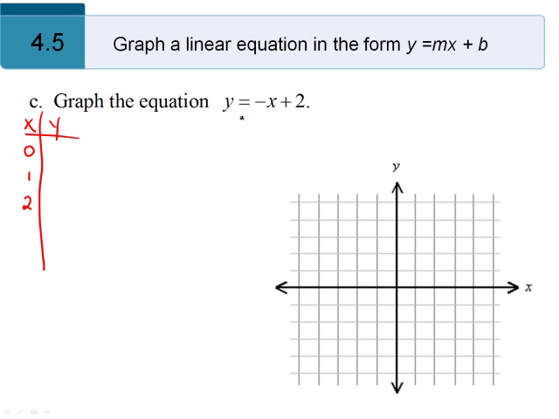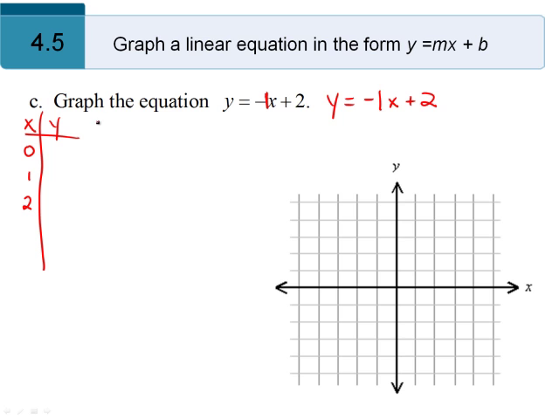So I'm going to rewrite the equation as y equals -1x plus 2, because there's that unwritten coefficient of 1 that they just don't write because they're lazy. So put that in so it'll keep you straight with all the signs.